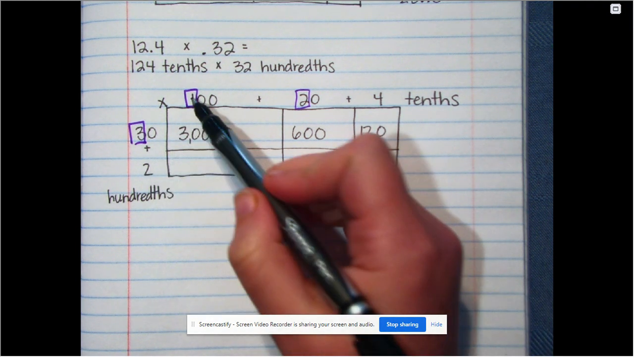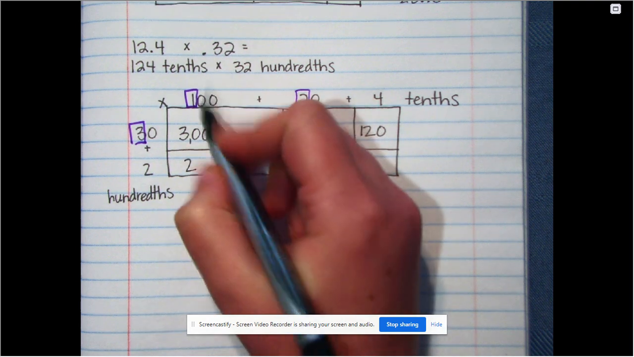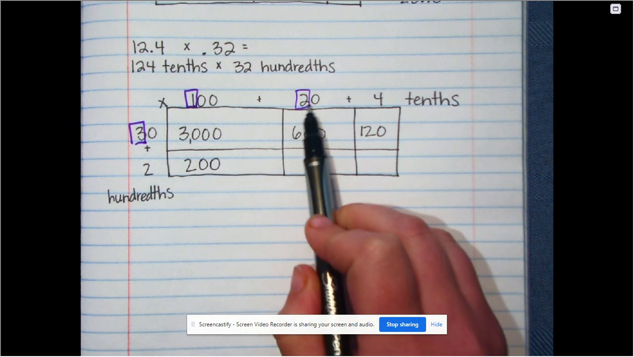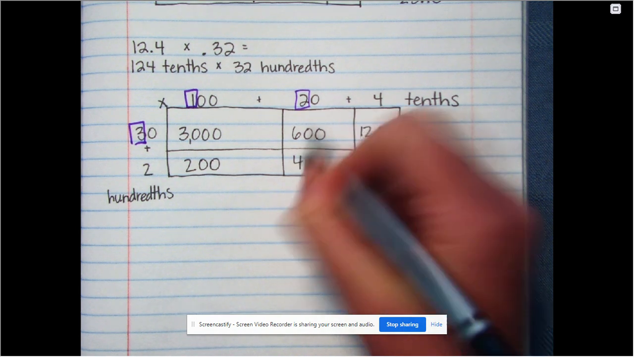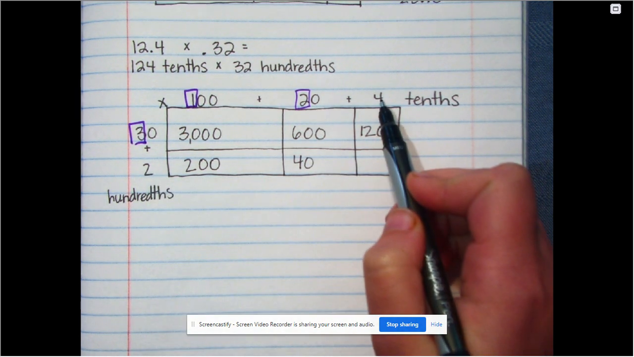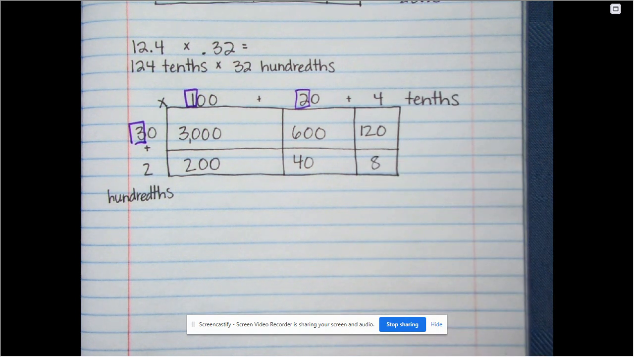And then we're going to multiply across for our bottom row. So now we have 2 times 1 is 2, and we have 2 placeholders. Then we have 2 times 2 is 4 with 1 placeholder. And then 2 times 4 is 8. And no placeholders in that case. So we're going to add up across.